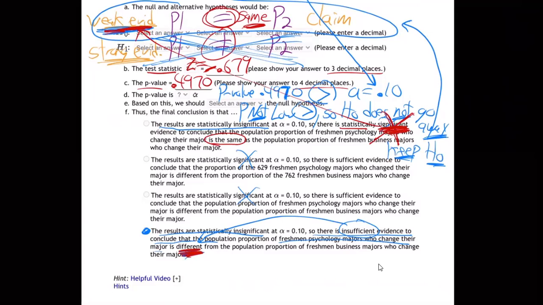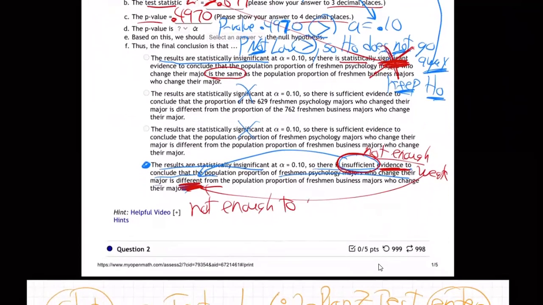You think, well, down here it says different. That can't be right. Well, you've got to read the whole sentence. It says there's insufficient evidence. There's not enough evidence. There's weak evidence. There's not enough to prove they're different. They're basically saying there's not enough to prove they're different. That's right.